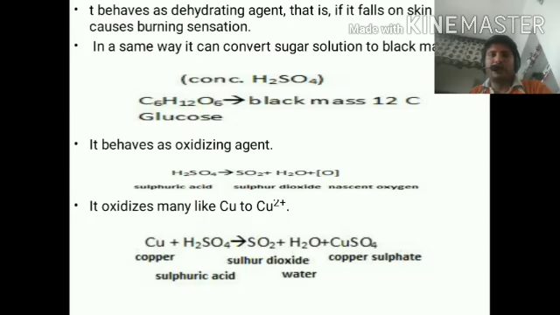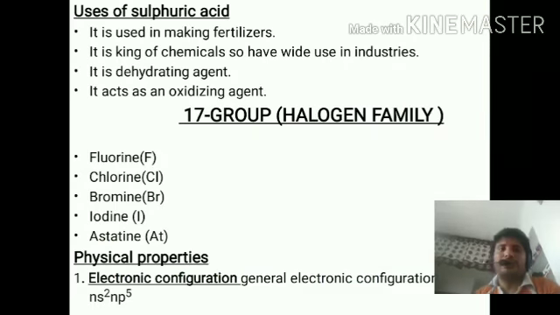So we can also say it behaves as an oxidizing agent. Sulfuric acid gives SO2, H2O and something else, and it oxidizes copper Cu into Cu2+. When copper reacts with sulfuric acid, it gives copper sulfate, H2O and SO2. In that case, the oxidation number of copper is 0, but in that stage, the oxidation number of copper is +2.